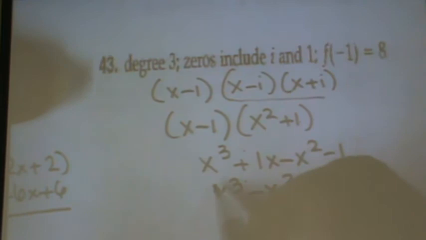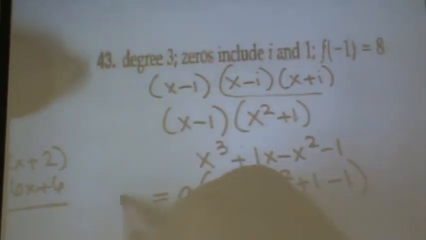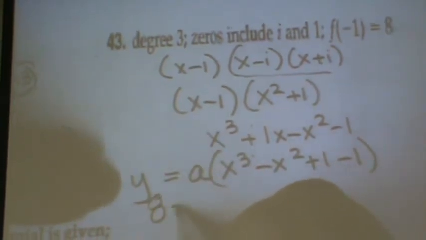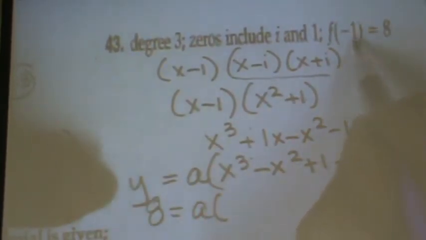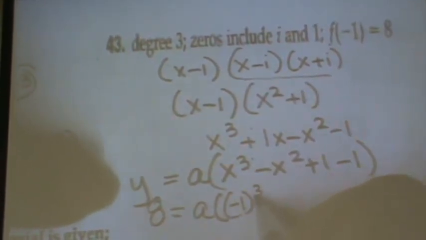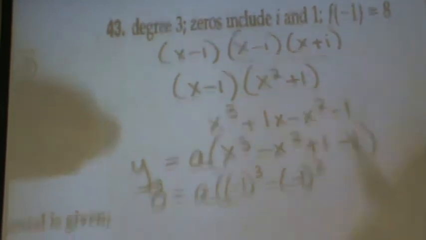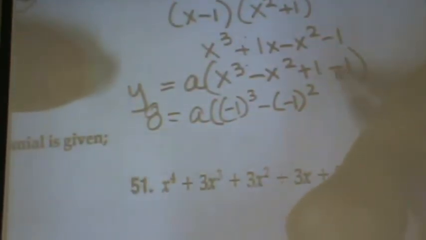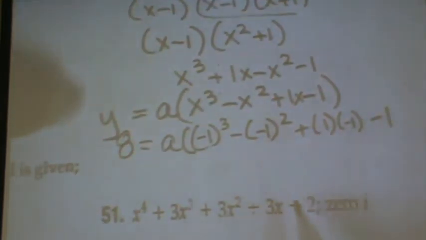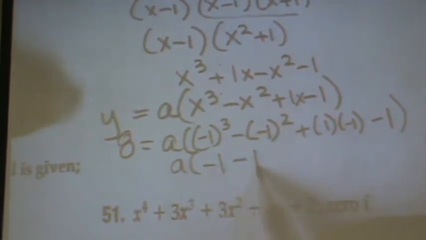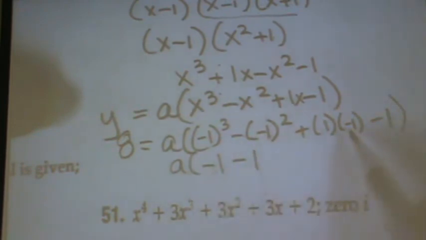And now, x is going to be negative 1, so I have an a value in front. And I need my y value is 8. So 8 is equal to a times, we're going to cube negative 1, so negative 1 cubed, which is negative 1, minus negative 1 squared. This is going to be 1x, and then minus 1. So plus 1 times negative 1, and then minus 1. So let's see what we have here. We want to figure out what a is. So you have negative 1 here. This is going to give you a 1, but you have a minus 1. So this is going to give you negative 2. This is going to give you a negative 1 minus 1.